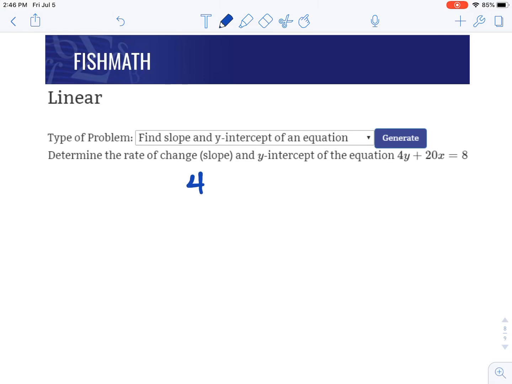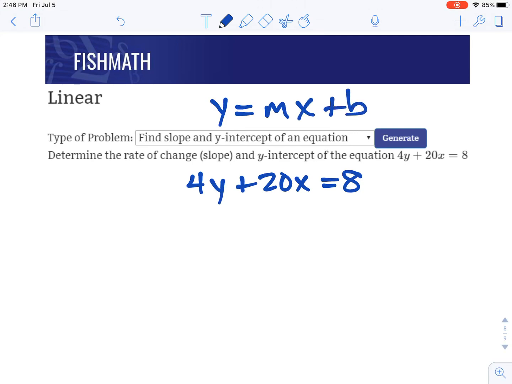So we're going to take 4y plus 20x equals 8. Again, slope-intercept is always this form right here, mx plus b, since m is the slope, how the line moves, and b is the y-intercept, where the line typically begins on the y-axis. So our goal is to get y by itself, like we've got on the left side here. We want to do the same thing in the equation that we're given.